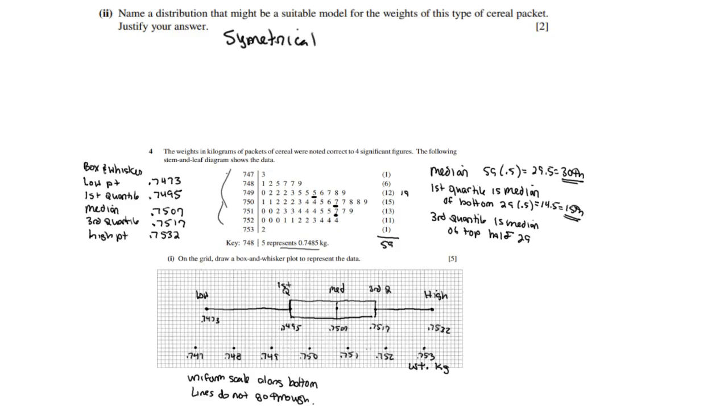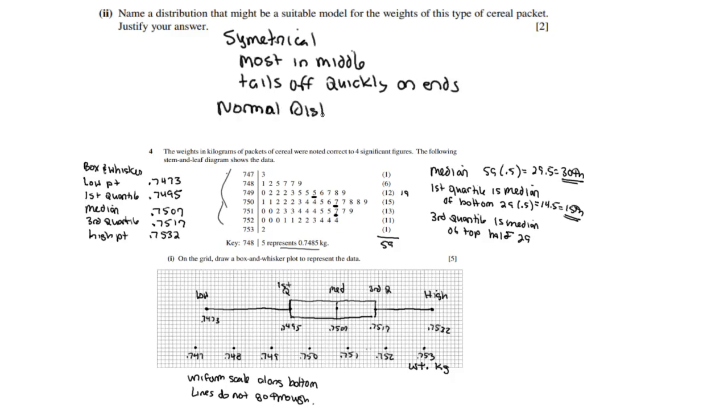Well, you'll notice that it's symmetrical, and I can tell that by looking at the stem and leaf plot, and I also can tell that by looking at the box and whisker plot. And a distribution that's symmetrical, with most of the data in the middle and the tails going off at the ends very quickly, is a good sign that it could be approximated by a normal distribution.